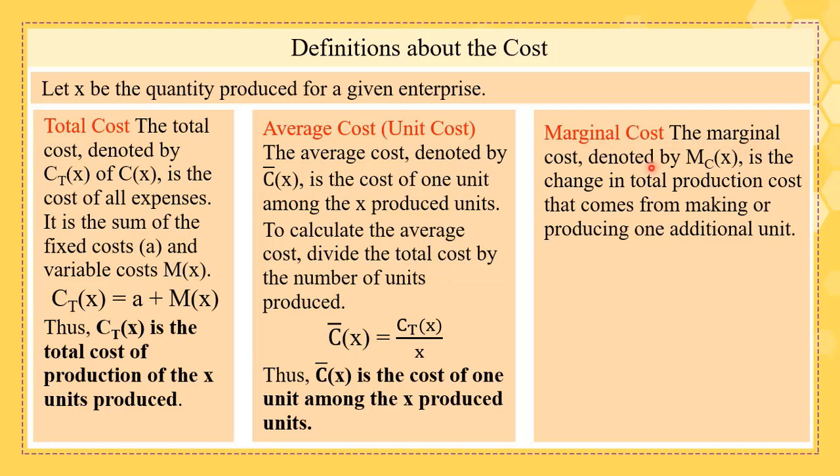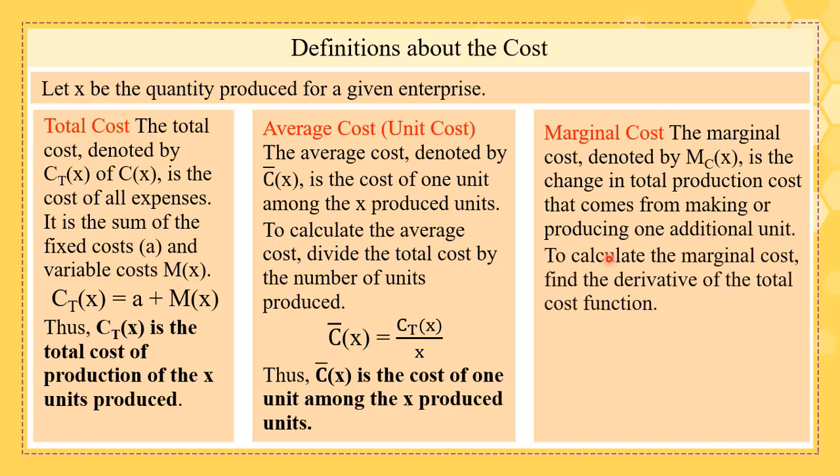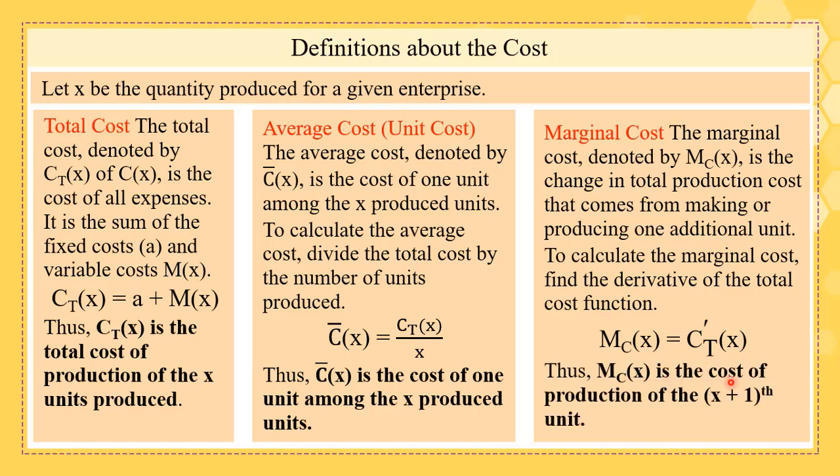Finally, marginal cost. The marginal cost, denoted by MC of X, is the change in the total production cost that comes from making or producing one additional unit. To calculate the marginal cost, find the derivative of the total cost function. So its rule is MC of X equals the derivative of CT of X. CT of X is the total cost. So marginal cost is the derivative of the total cost. Thus, the interpretation of the marginal cost is the cost of production of the X plus 1th unit.